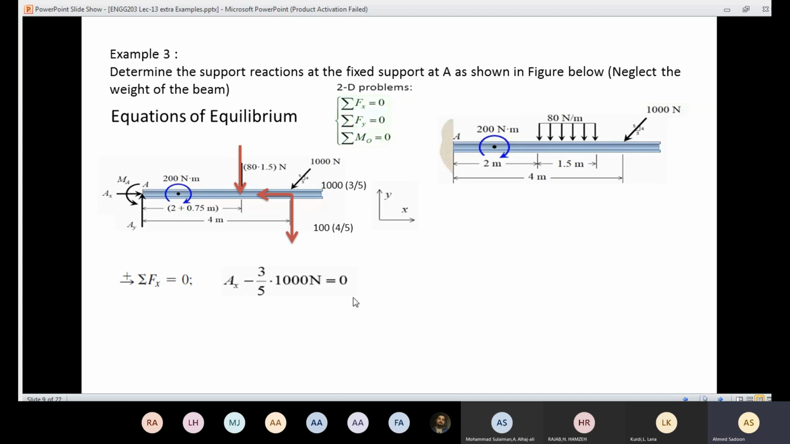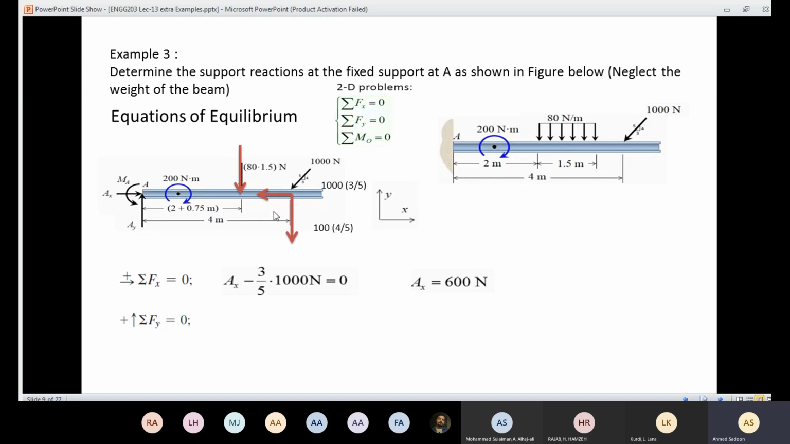Now this equation is easy, since I have only one unknown, which is AX. Then AX came out to be 600 newtons. Then I'm going to use the second equation, which is the summation of the forces in y direction should equal 0. Here also the sign convention is very important. All of the forces in that direction are going to be positive. All the forces directed down are going to be negative.